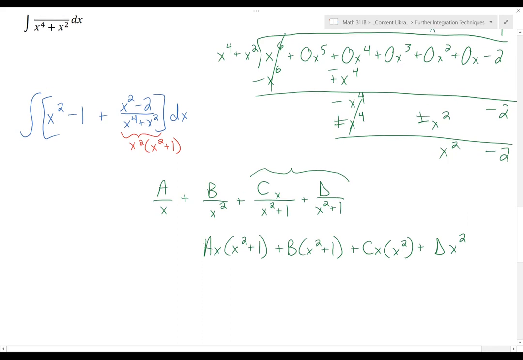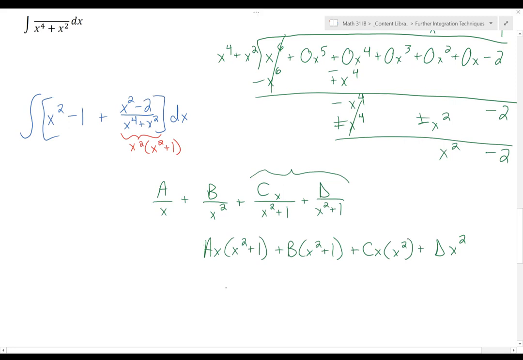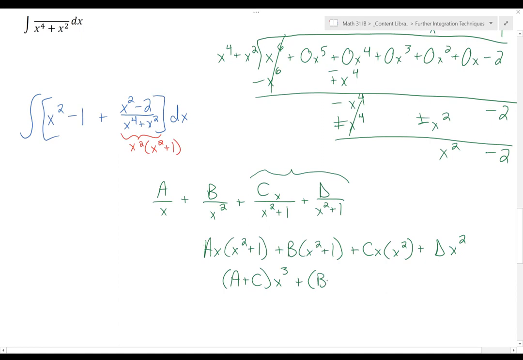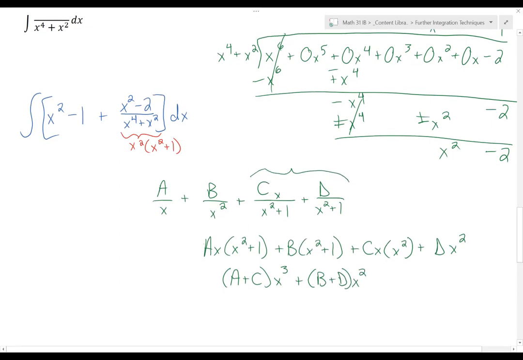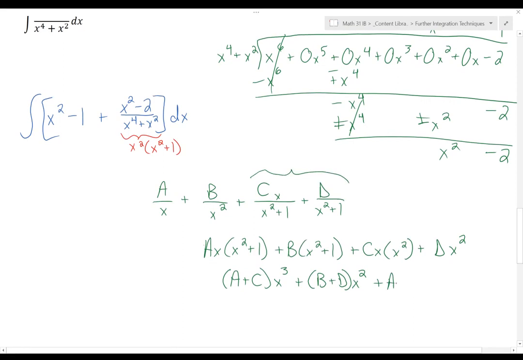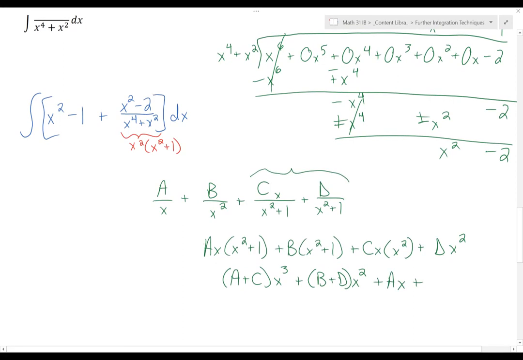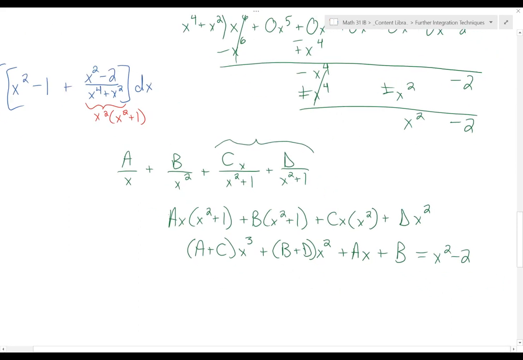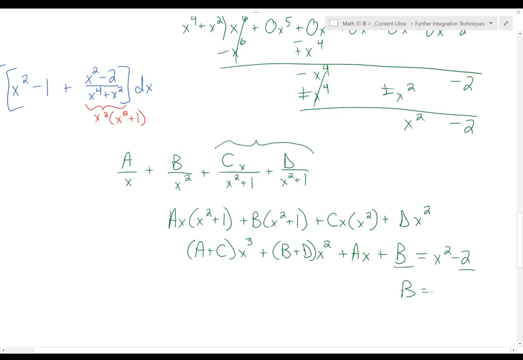When I distribute these things, I have an Ax cubed and a Cx cubed. So I have A plus C times x cubed. On the x squareds, I have Bx squared and Dx squared. So B plus D times x squared. Linear terms, I just have Ax. And constant, I have B. And together, these have to equal the x squared minus 2. That is my original numerator. So there's a couple I can jump to right away. Looking at the constant, B equals negative 2. I don't have a linear term, so A equals 0.